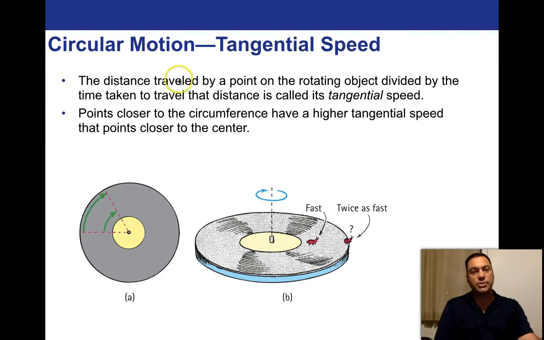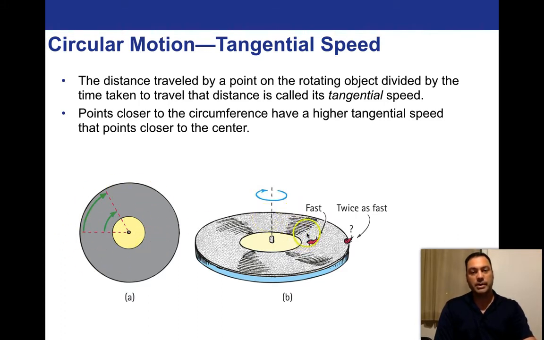So the distance traveled by a point on the rotating object divided by the time taken to travel that distance is called the tangential speed. Points closer to the circumference have a higher tangential speed than points closer to the center. And we can see this on a record player, or you could even imagine a merry-go-round. We've all sat at different positions, and we notice that when this thing is spinning around, things that are closer tend to not move very fast, but things that are out on the edge have quite a bit more velocity to them.